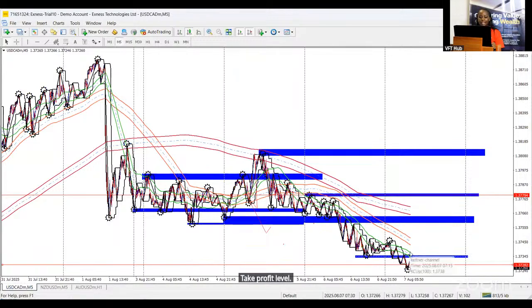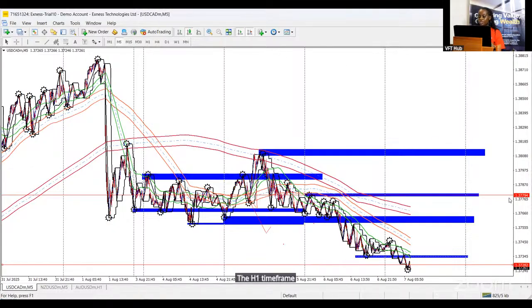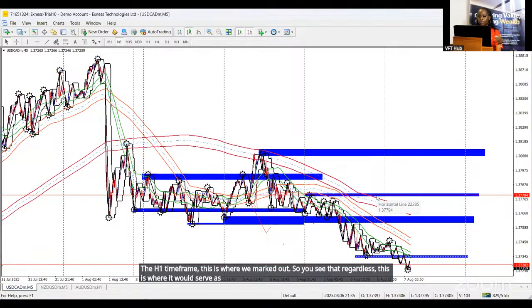And if I decide to go the partial way, my stop loss is very tight in this case. So I could take partials where price returns into this zone or even break even and allow it to run, right? Allow it to run. Where did we mark out on the H1 time frame? This is where we marked out. So you see that regardless, this is where would serve as a good enough take profit zone. And if price is able to violate or break through this level, we're going to the upside.